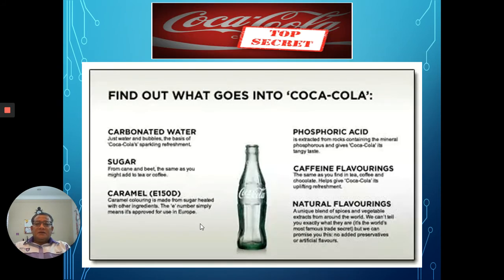Top secret, like Coca-Cola. So basically the recipe contains carbonated water, sugar, caramel, code E150D, some phosphoric acid, caffeine, flavorings, and also a natural flavoring. So this recipe of Coca-Cola has become public, and you can have the actual recipe in terms of content in the United States Patent Office.